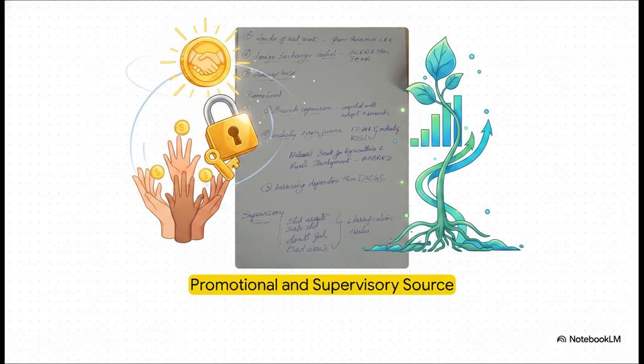If we look at the second page of our source notes, it's really revealing how these promotional efforts are structured. The author actually groups the DICGC, that deposit insurance we just talked about, under promotional functions. And honestly, it makes perfect sense. Why? Because insuring depositors builds immense public trust. And public trust is the absolute non-negotiable prerequisite for an economy to grow. It literally acts as the growth engine for the nation's financial inclusion.